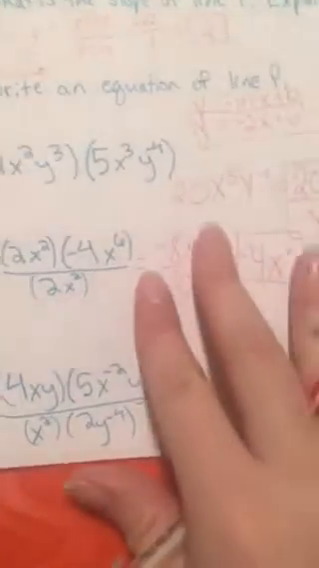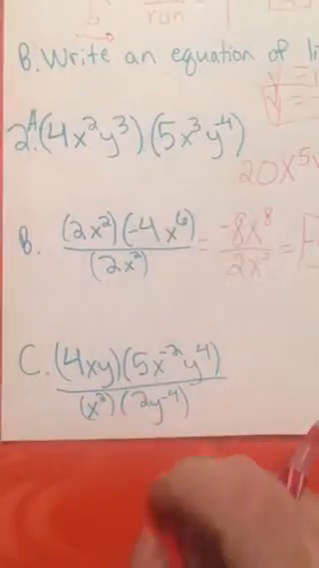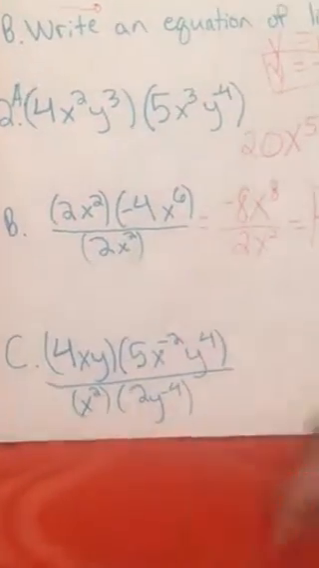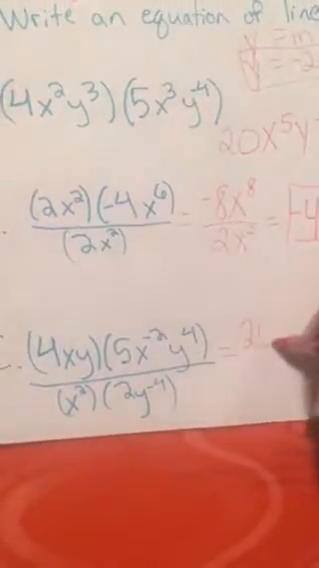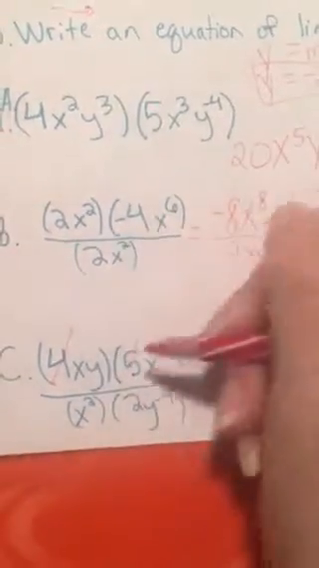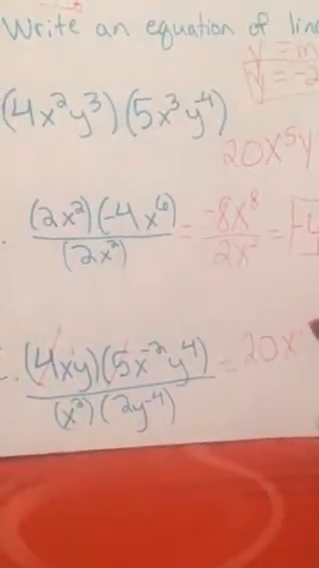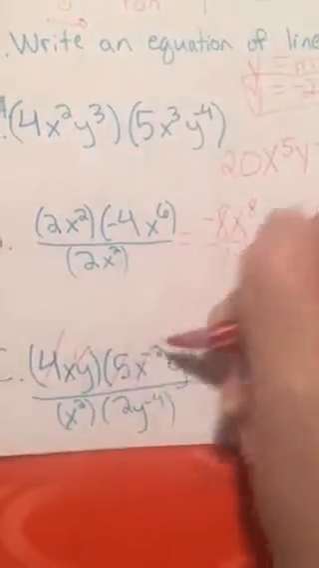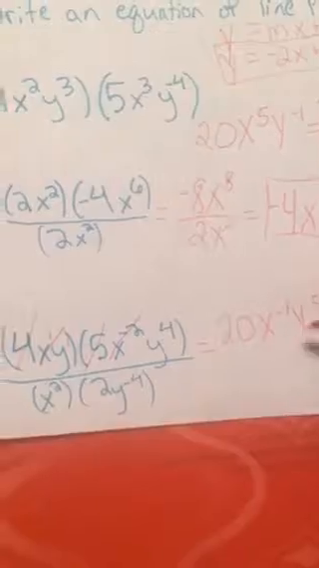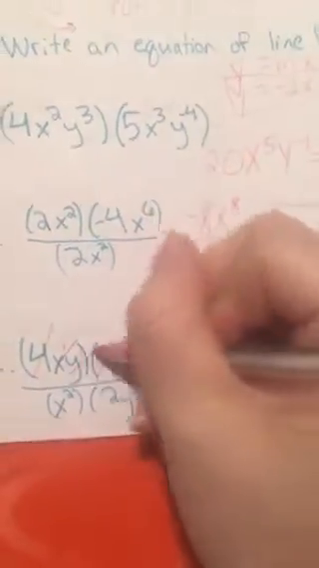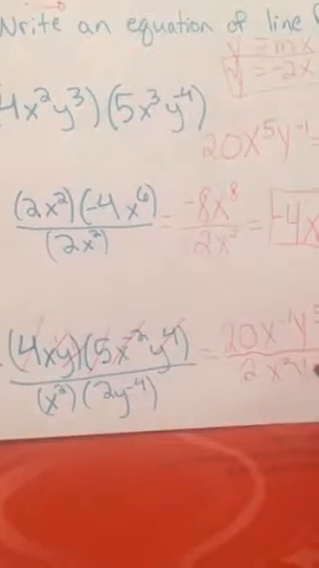And there we go. Now letter C, I have to simplify my numerator and my denominator. And then go ahead and divide. So I get 20 from 5 times 4. 1 plus -2 is x to the -1. And then y to the first times y to the fourth is y to the fifth. Over 2x to the second, y to the negative fourth.